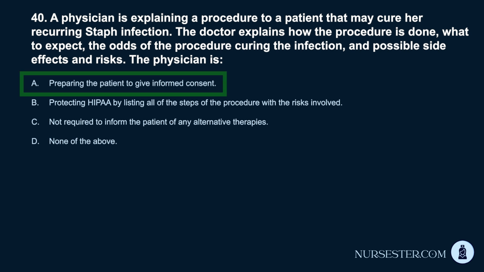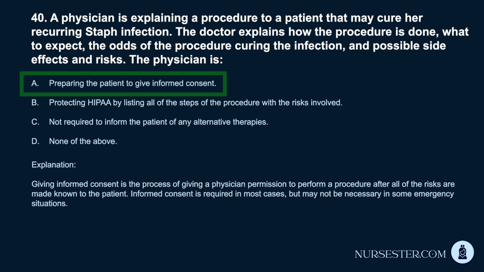Correct answer: A. Preparing the patient to give informed consent. Giving informed consent is the process of giving a physician permission to perform a procedure after all of the risks are made known to the patient. Informed consent is required in most cases, but may not be necessary in some emergency situations.